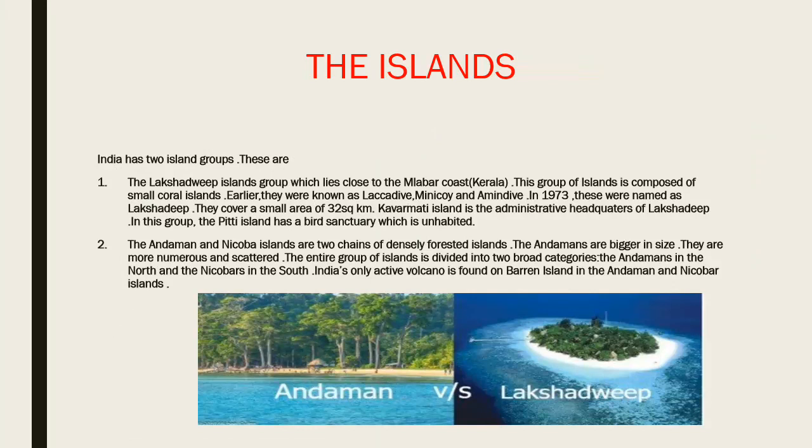The entire group of islands is divided into two broad categories, the Andamans in the north and the Nicobars in the south. These islands are believed to be an elevated portion of submarine mountains. The southernmost tip of these islands, called Indira Point, is further south than the Indian mainland.